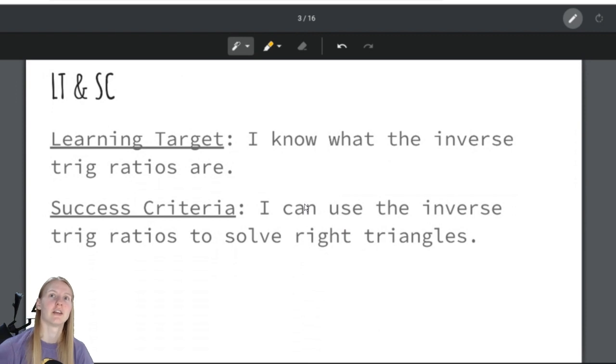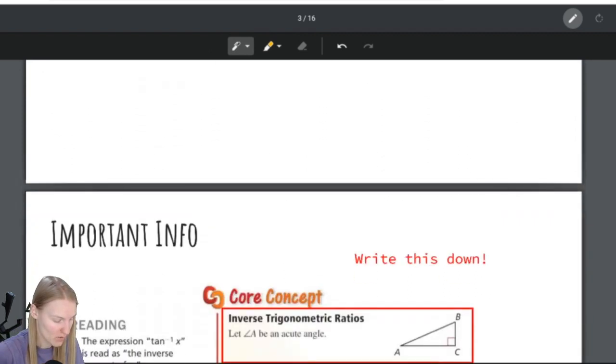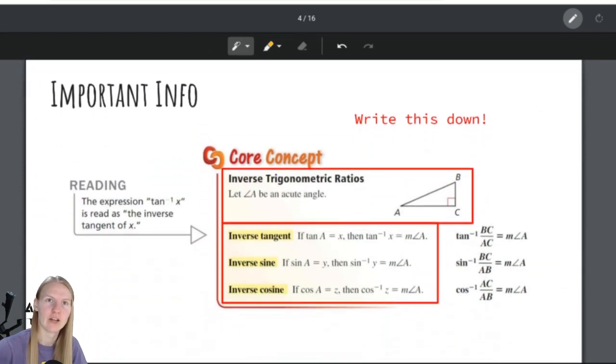Our learning target today is that I know what the inverse trig ratios are, and the success criteria is that you can use the inverse trig ratios to solve right triangles. So that is what we will be doing today, solving right triangles using inverse trig functions. Now I know you might be thinking, Mrs. Dodge, what is an inverse trig ratio? And I am so glad you asked.